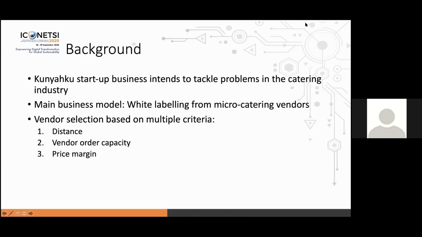And basically the main business model here is that we'd like to white label micro catering vendors' products and sell them using our platform. Now, because we might sell the same menu shared between multiple vendors, a vendor selection has to be made on which vendor is best to provide the particular menu ordered by the customer. And this decision is made based on distance, vendor order capacity, as well as price margin.